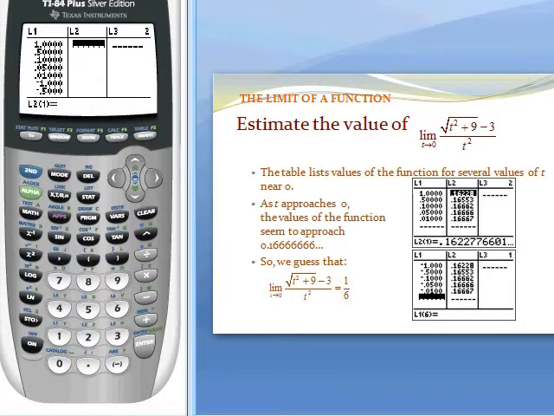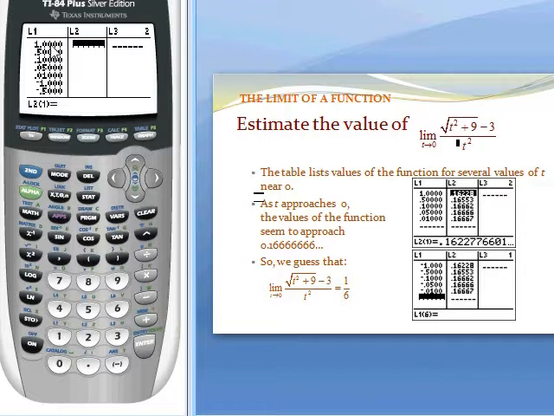Now let's look at a case where using a graphing calculator may not be such a good idea when I take limits. That's not always true, but in this particular case, you'll see we'll run into some trouble. Here's my function, the square root of t squared plus 9, minus 3, divided by t squared. We are trying to take the limit as t goes to 0. So I'm going to approach 0 from the right and the left, just like I did before.